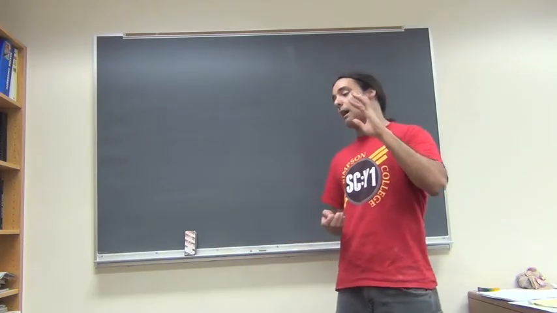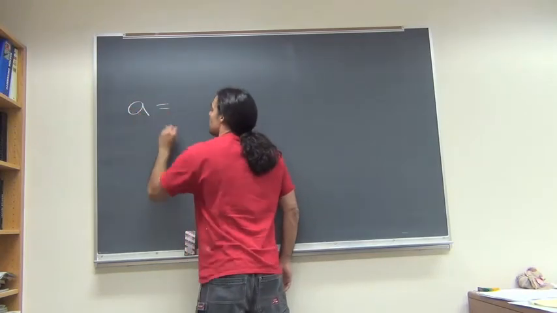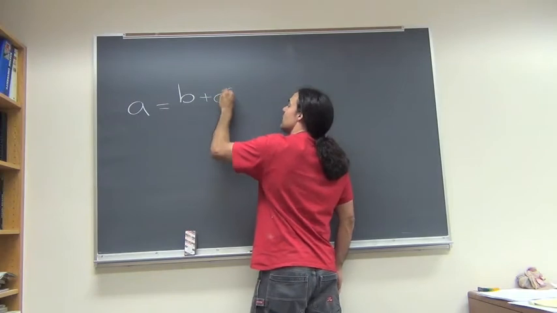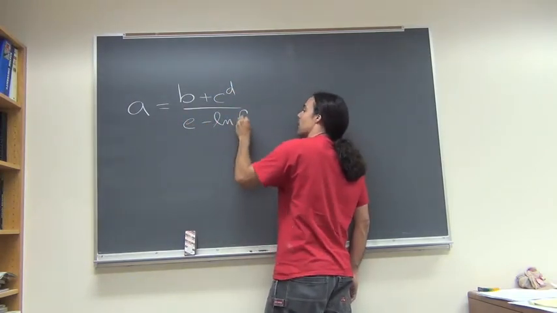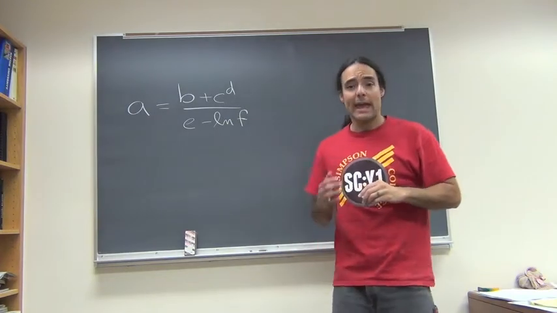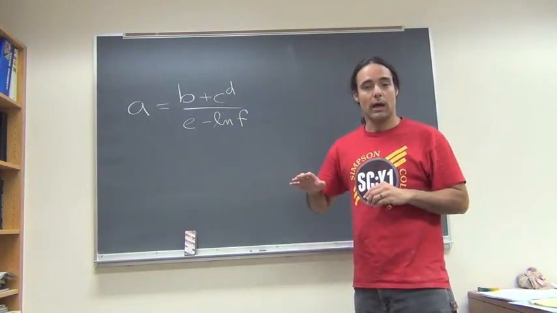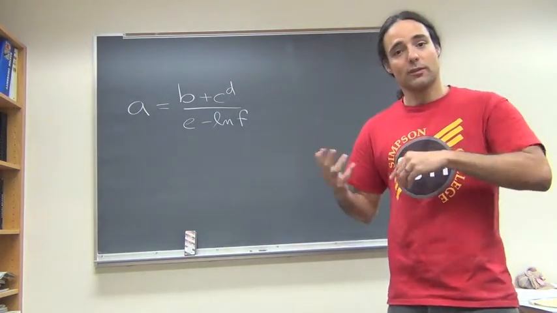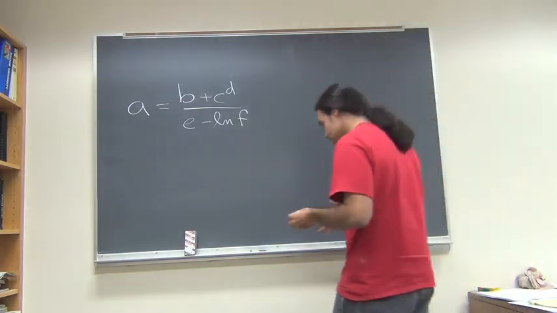So let's review what that problem was. I gave you an algebra equation. It was A equals B plus C to the D divided by E minus log F. And I asked you to solve this equation for B, C, D, E, and F in terms of the other variables. So we're going to go through how to do that.